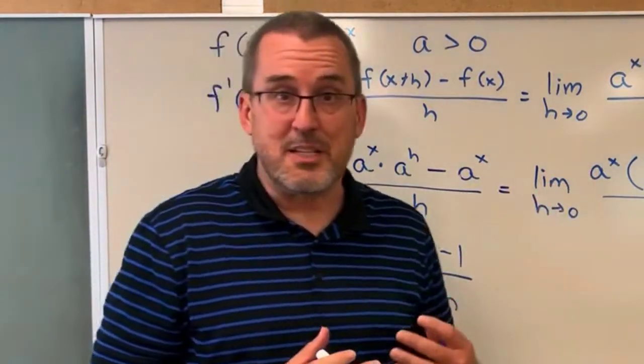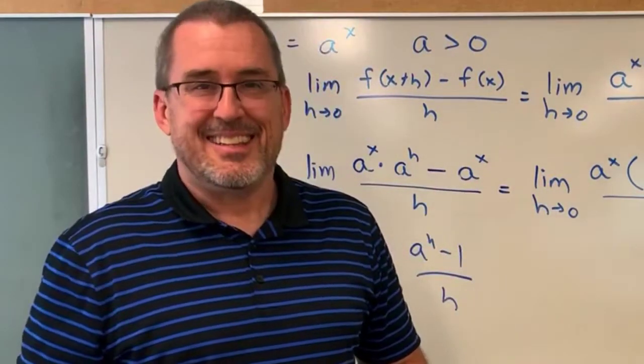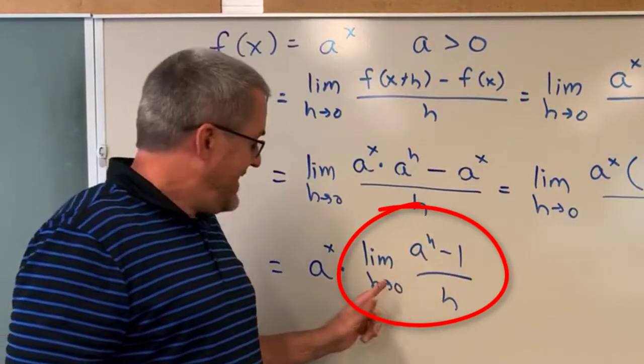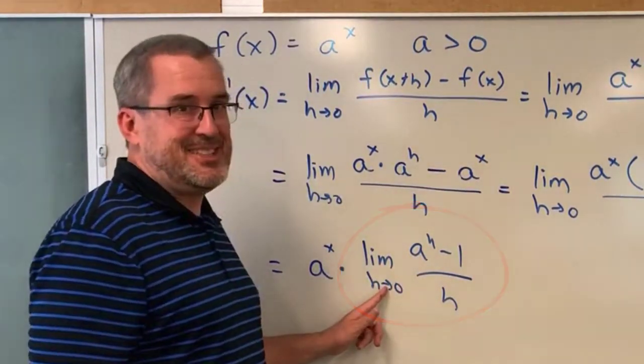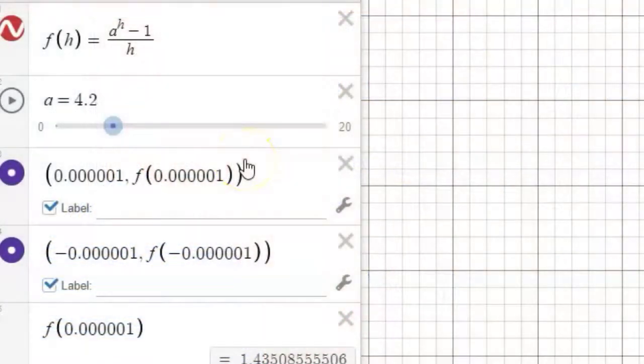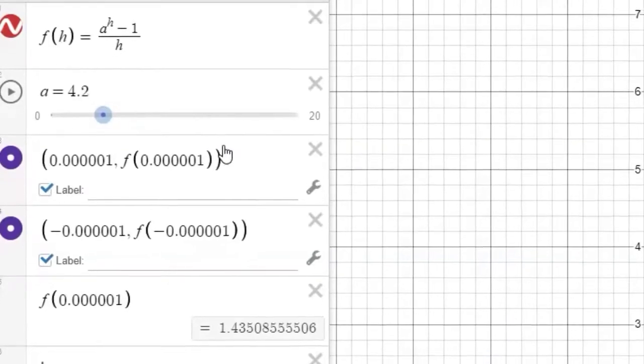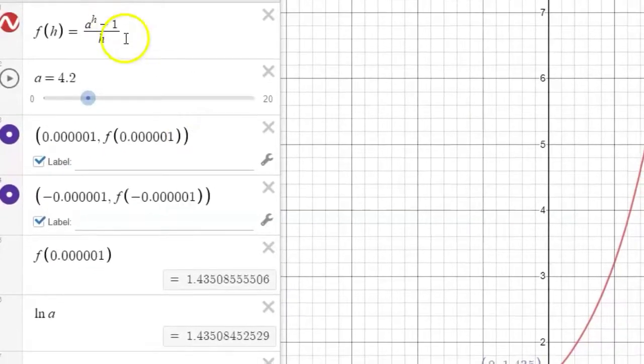Now I'm going to go over to Desmos, I'd like you to join me, and see what happens to a to the h minus 1 all over h as h approaches 0. We've reached the point in the proof where we have to examine the limit as h approaches 0 of a to the h minus 1 all over h, as we examine the derivative of the exponential function a to the x where a is greater than 0.